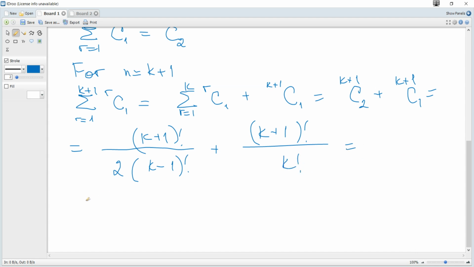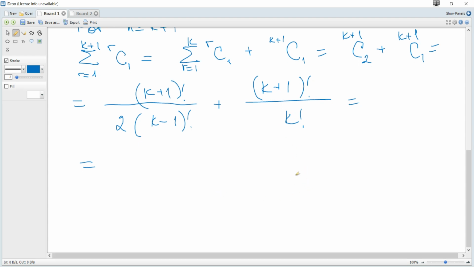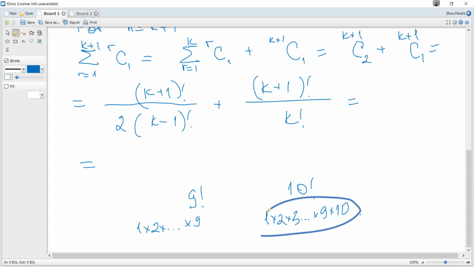And definitely we need what? A single fraction, so we should do what? A common denominator. But notice that the least common multiple for k minus 1 factorial and k factorial, it's what? It's not their product, it's just k factorial. Why? Because, for example, if k is 10 and k minus 1, it's what? It's 9 factorial. And what is 9 factorial? It's 1 times 2 times 3 and so on up to 9. And 10 factorial is what? 1 times 2 times 3 times 9 times 10. And you can see that the least common multiple is just this expression.